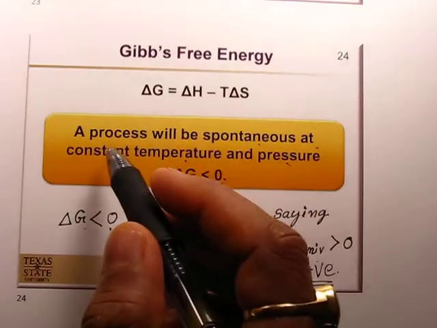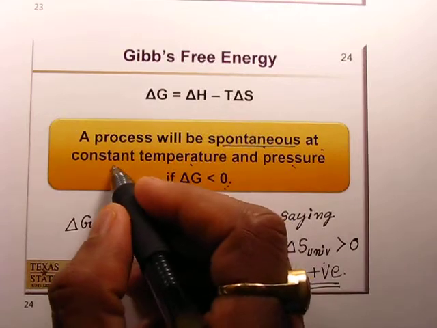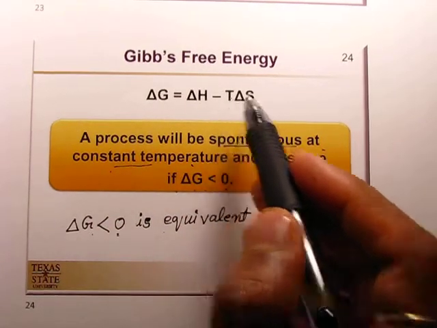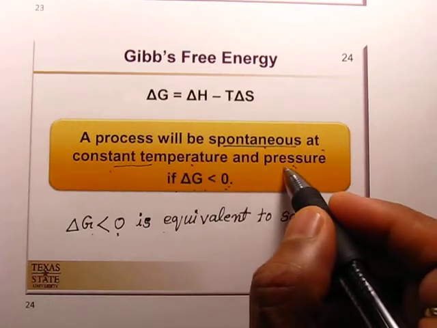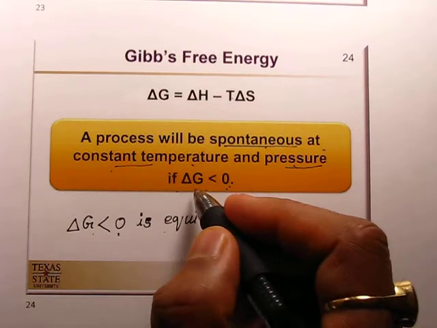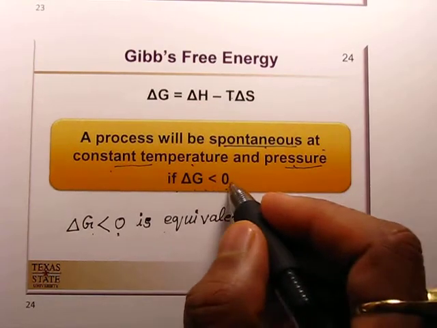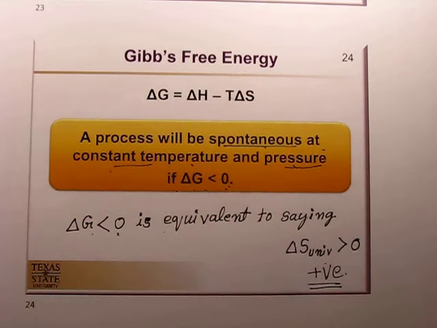So for a spontaneous process, temperature must be constant and pressure must also be constant, then delta G will be negative, and if delta G is negative, then we can say that the process will be spontaneous.